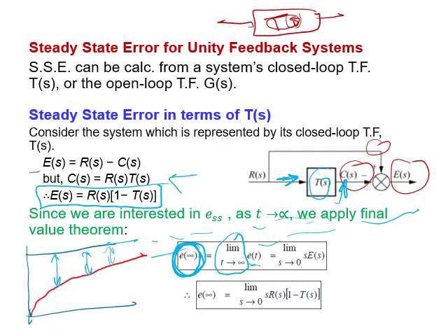Or if the function is in the S domain, I mean we have the Laplace, we find the limit as S approaches 0 of S times the function in Laplace. That's the point. So this is our method, and this is what we are going to apply, because we are dealing with a function in Laplace. If we apply it, we find that the error is calculated as the limit of S times R(S), which is the input, times 1 minus T(S), where T(S) is the closed loop transfer function of the system.